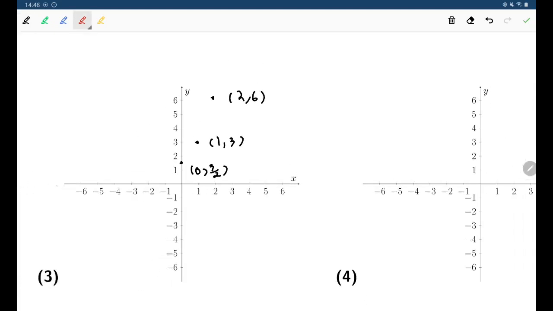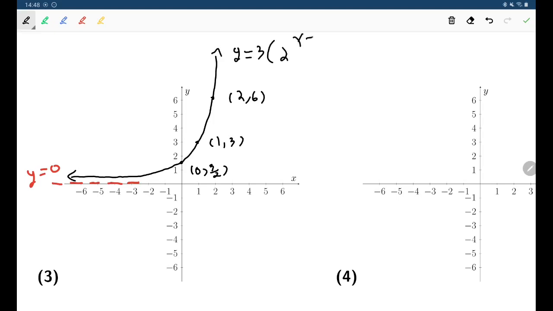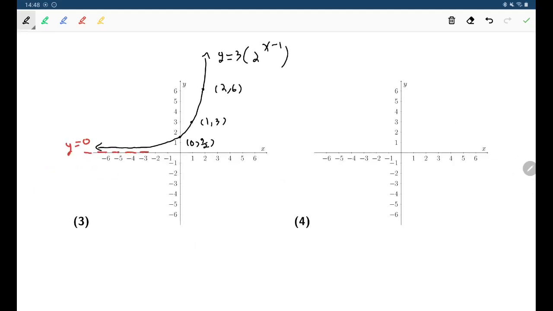Our horizontal asymptote will still be here on the line y equals 0. And the general shape of our graph is still the same. It's still exponential growth, and it's still going to be tapering off to that horizontal asymptote on the left. We've just stretched our graph vertically. That's all we've done here. That is 3 times 2 to the power of x minus 1. And there we go, we've got our second transformation done.